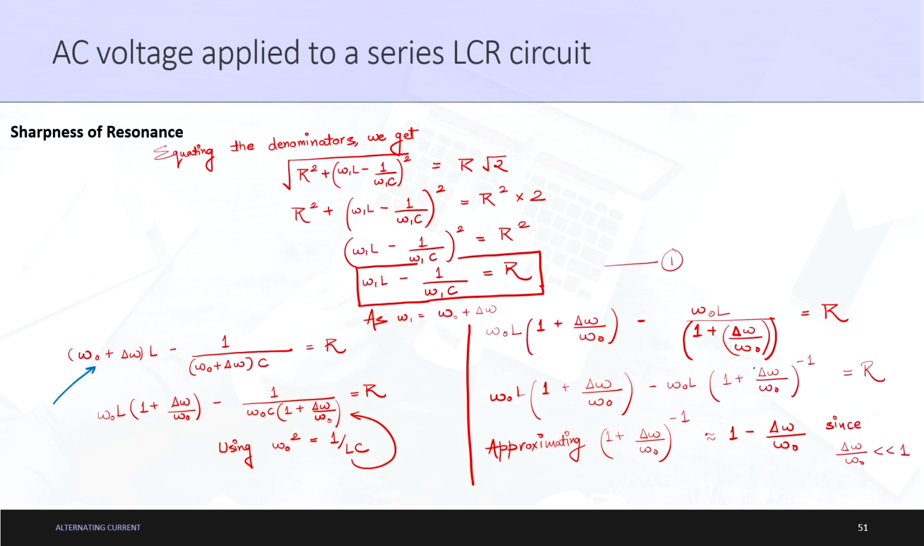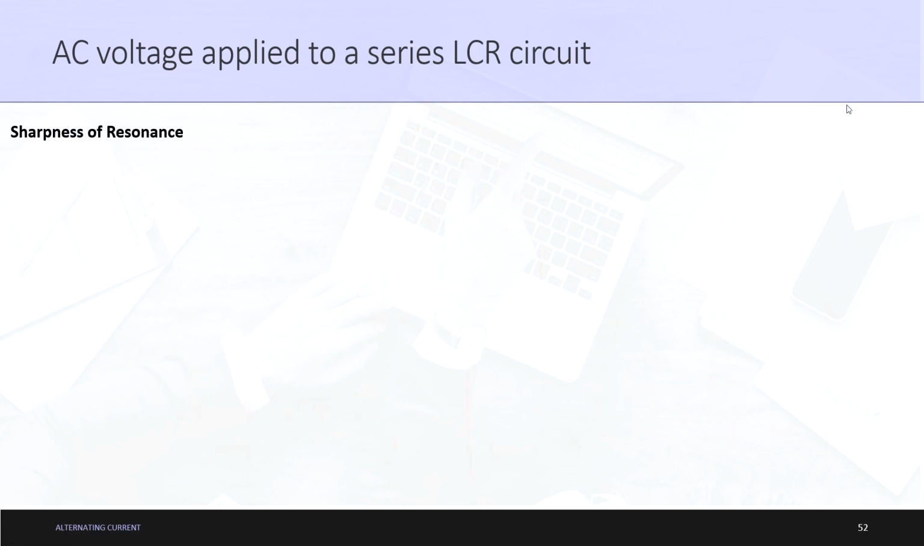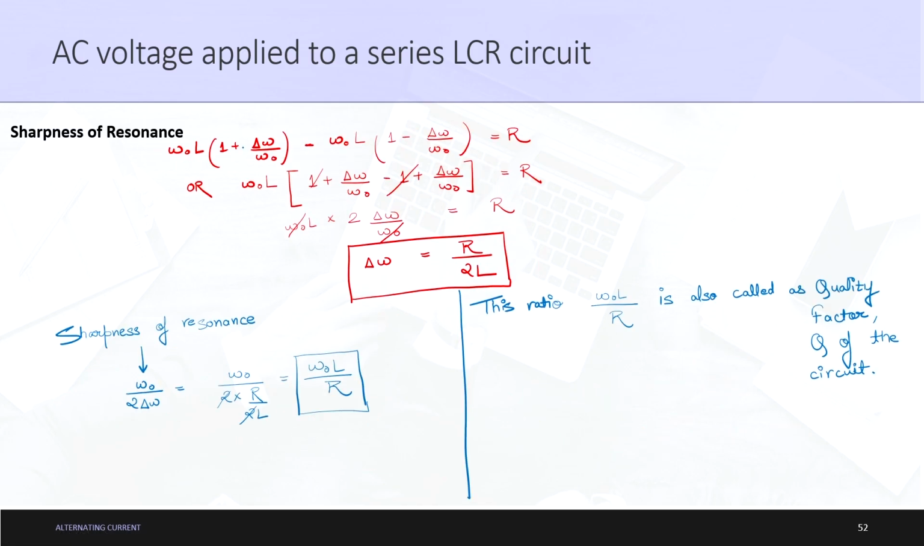Therefore, after using this approximation, I got the equation which is equal to omega naught L into (1 plus delta omega by omega naught) minus omega naught L into (1 minus delta omega by omega naught). Again, just taking out the common terms, we finally obtain delta omega is nothing but R upon 2L.